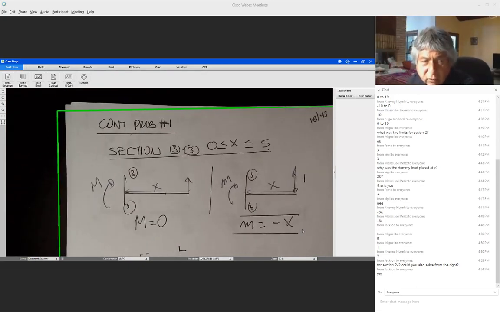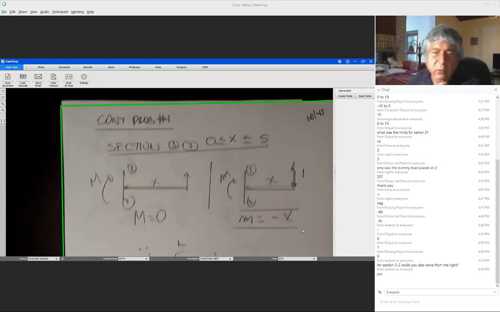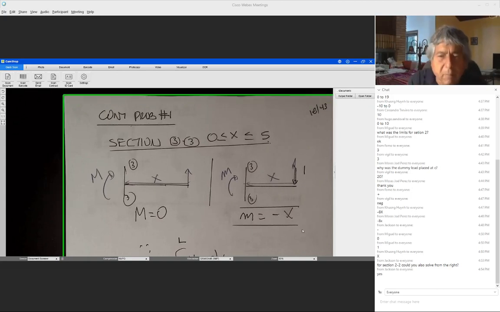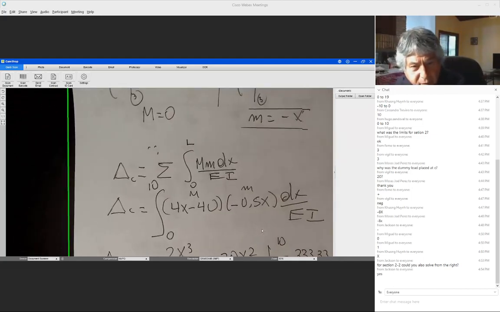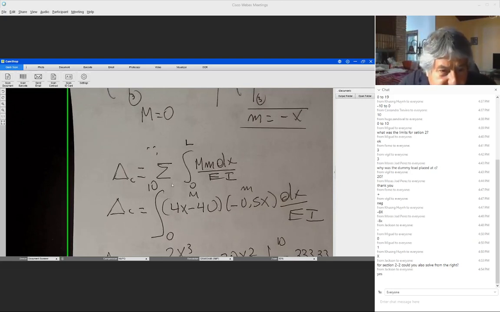I have done section 3 just for today. In the future, I will not mess with this section because, like I said, in section 3 the moment is 0, and this moment is minus x. So 0 times x, it goes away. So the deflection was at C. Remember that we had a 1 in here that we don't put. We just only use the delta.